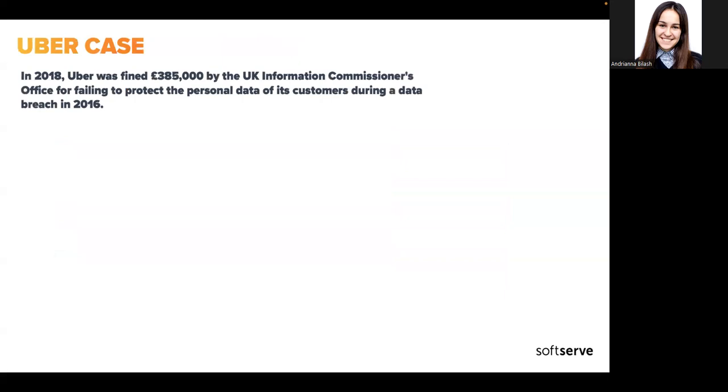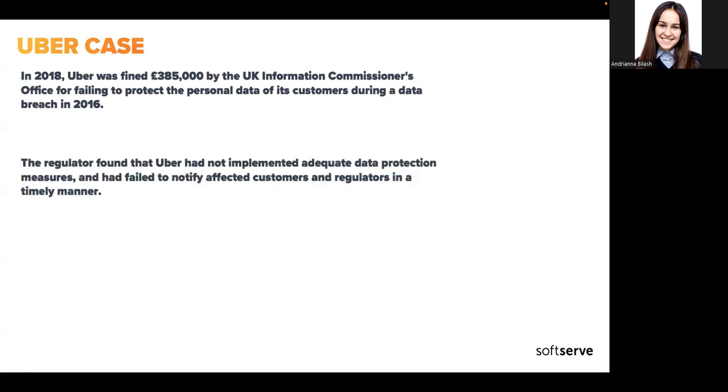related to regulatory compliance. And maybe you've heard, maybe not, in 2018, Uber was fined in the UK for failing to protect their data according to GDPR standards. So that was a data breach. And the regulator found that Uber had not implemented correct data protection measures. That's why the data breach occurred.